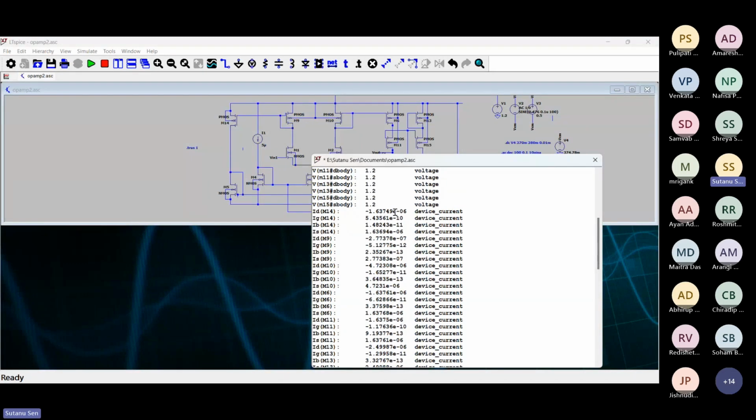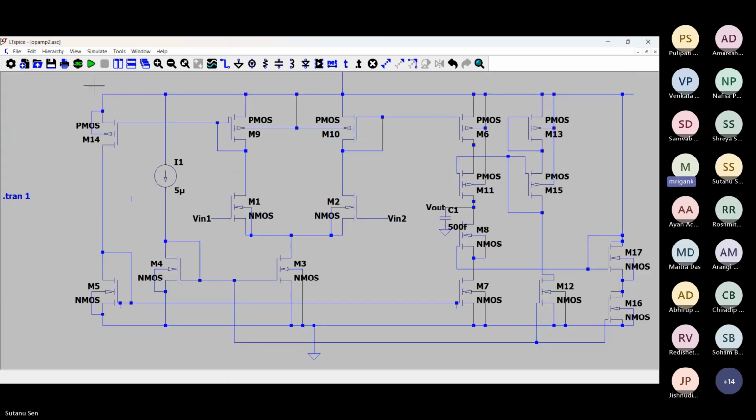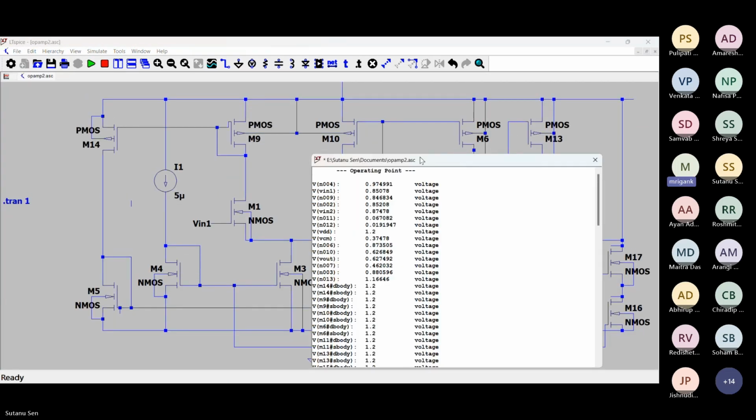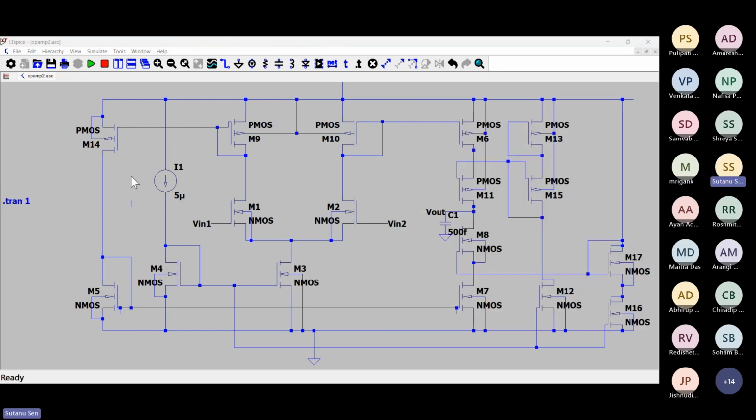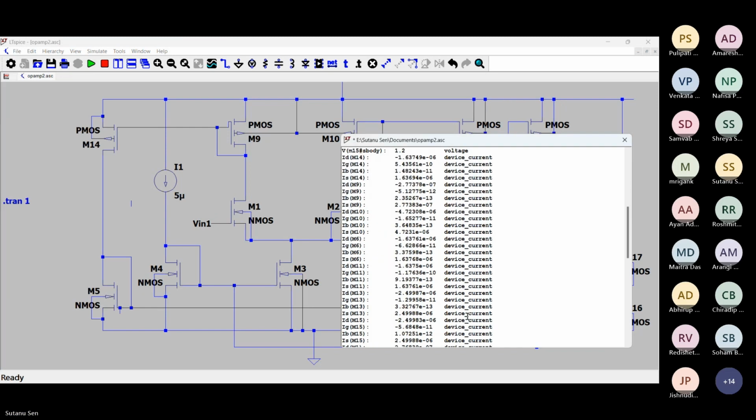So it's 1.6 micro. And what is the M? What is this? My eyes have become weaker. What are these numbers? M14 and what is M6? M6 is... Sir, same, sir. 1.6 micro.